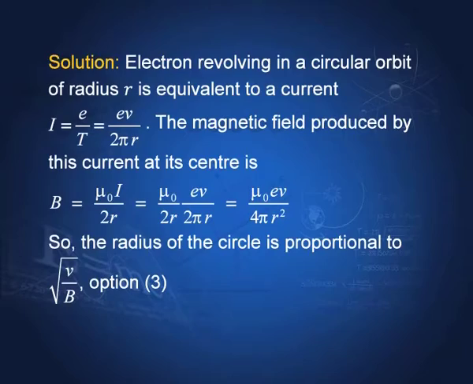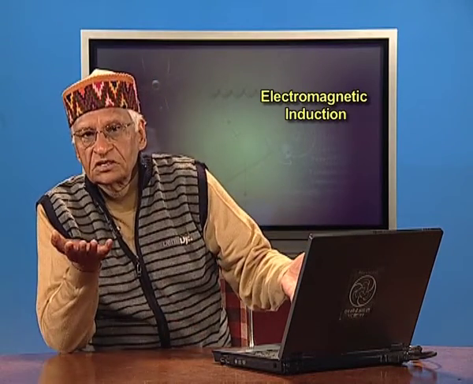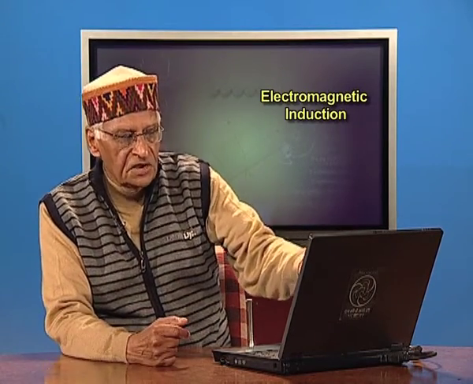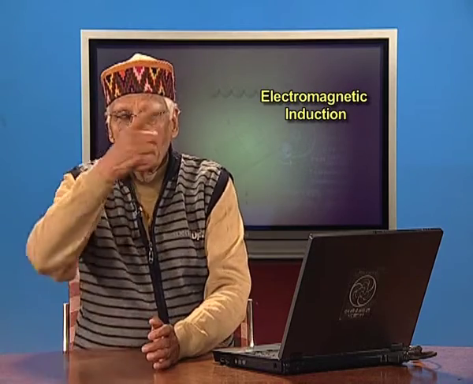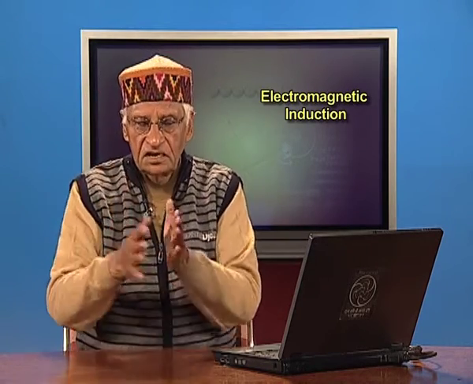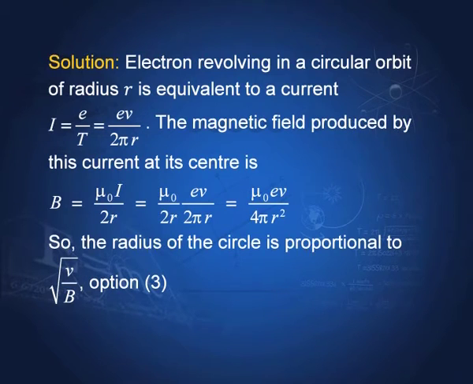And what is the magnitude of the current? It is e by T, where e is the charge and T is the time period. If v is the velocity, then T is 2 pi r by v. 2 pi r is the circumference and v is the velocity. So, 2 pi r by v is the time taken to go through one orbit, and therefore, current is e v by 2 pi r.